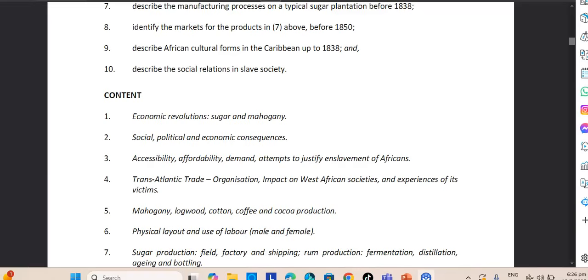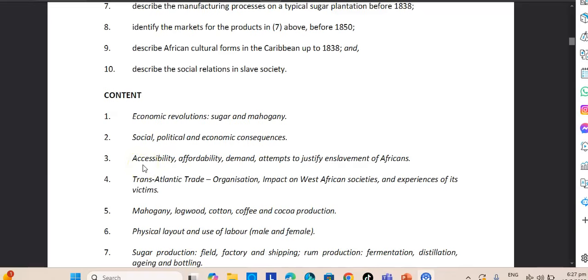Now we're looking at the reasons for the enslavement of Africans in the Caribbean. The enslavement of Africans in the Caribbean was driven by a combination of economic, practical, and ideological factors. The first one we're going to look at is accessibility.